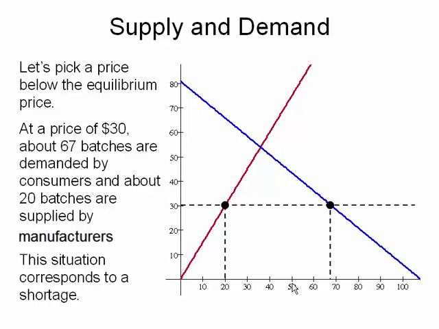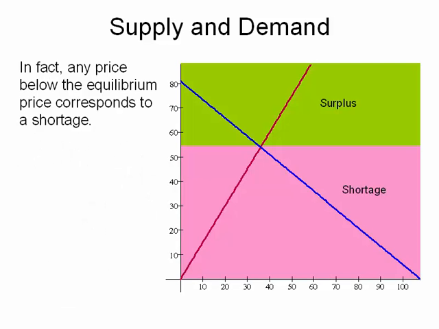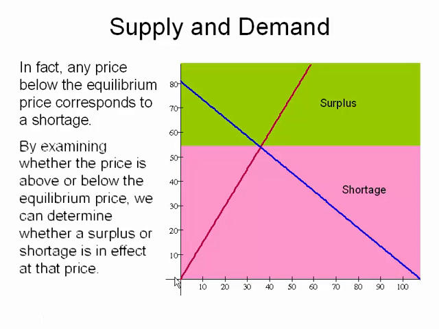If we were to pick any price below the equilibrium price, we'd have the same situation. So in fact, we get the picture we see here. If we pick prices anywhere above the equilibrium price, we're going to get a surplus. Anything below that, we're going to get a shortage. By examining whether the price is above or below the equilibrium price, we can always determine whether there is a surplus or shortage in effect at that price.